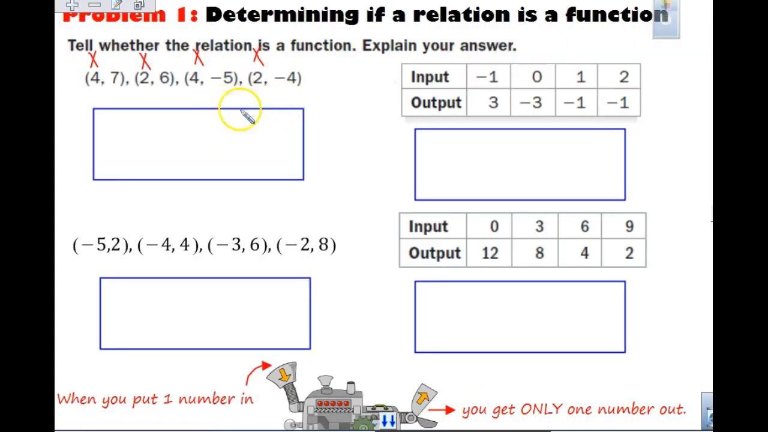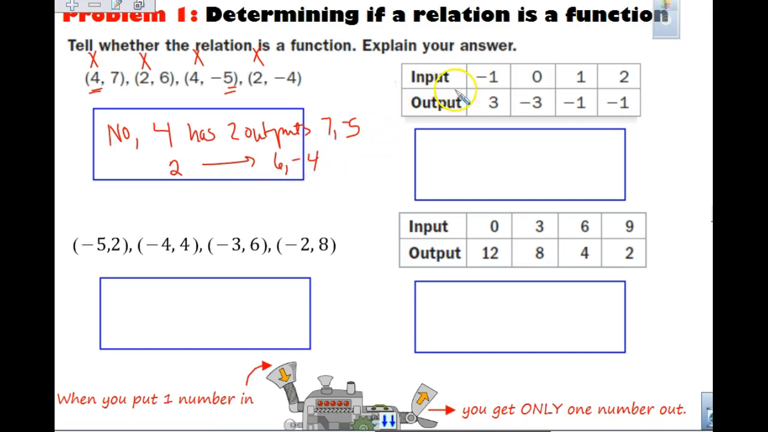Unique output. 4 has 7, and then 4 has -5. Can this be a function? No, not a function when we are taking a look at this one. The reason is that 4 has 2 outputs, right? What are the 2 outputs for 4? One was 7 and the other -5. And we also notice that 2 has 2 outputs. The 2 outputs for 2 happen to be 6 and -4.